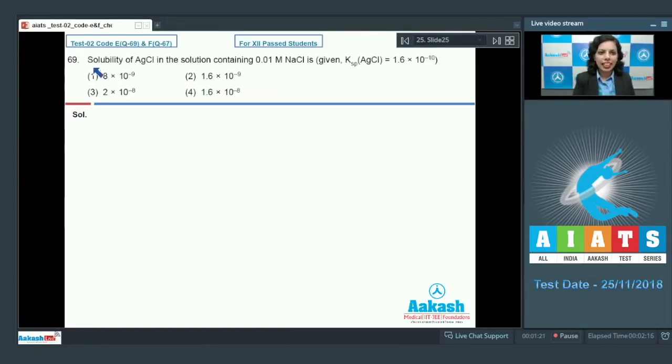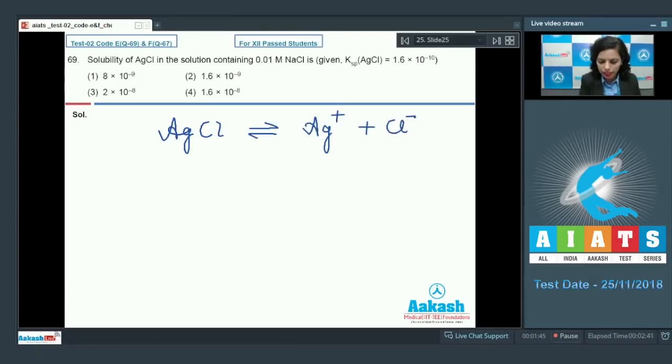Question number 69. Solubility of AgCl in the solution containing 0.01 molar NaCl is... And in this case, the Ksp value for AgCl is also given, that is 1.6 into 10 raised to the power minus 10. So in this case, we have the salt AgCl, and it forms Ag plus ion and Cl negative ion.